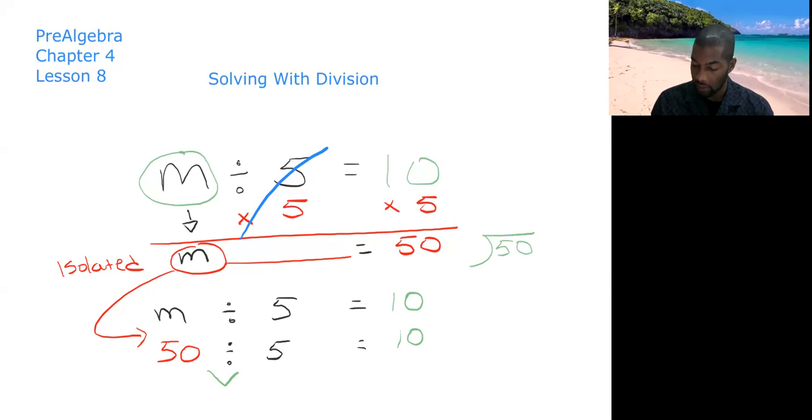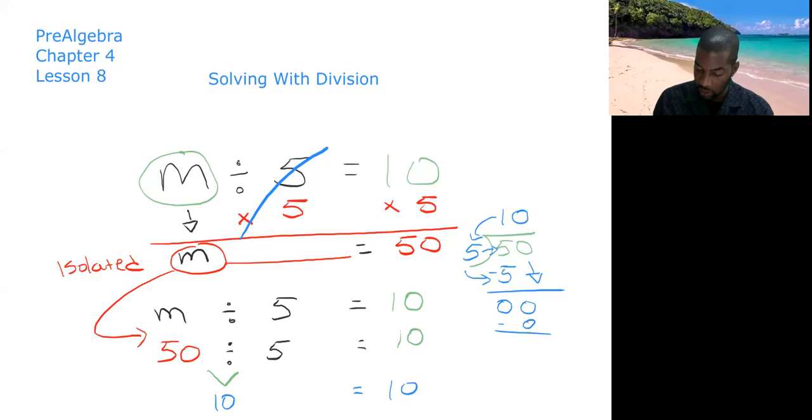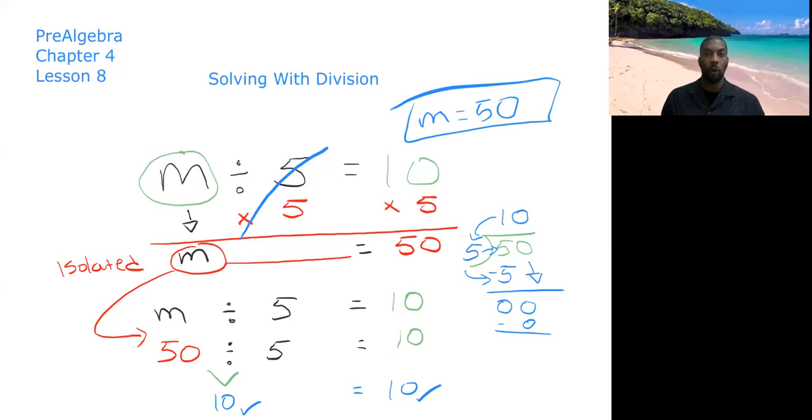50 divided by 5. How many times does 5 go into 5? One time. 1 times 5 is 5. I subtract. 5 minus 5 is 0. I drop down the next 0. 5 goes into 0 no times, so that's a 0. 0 times 5 is 0. 10. 10 is equal to 10. It works out on both ends of the equation. It is balanced, therefore, my m is worth 50 whatever points, okay?